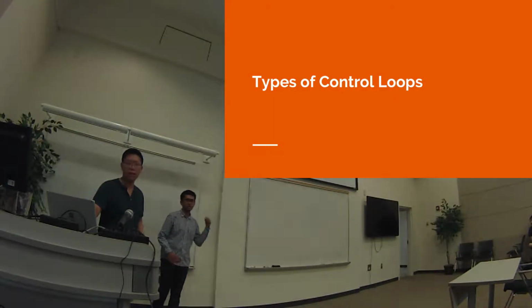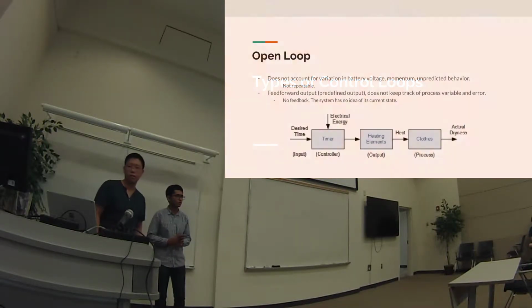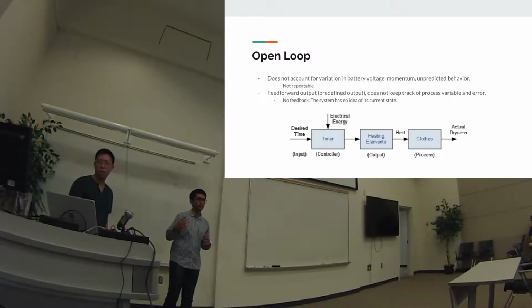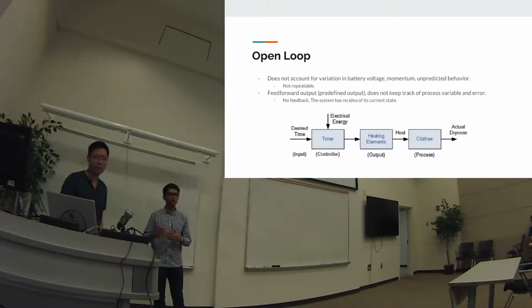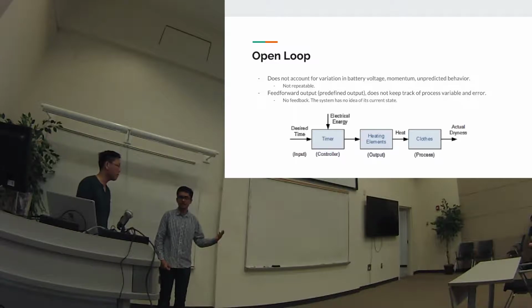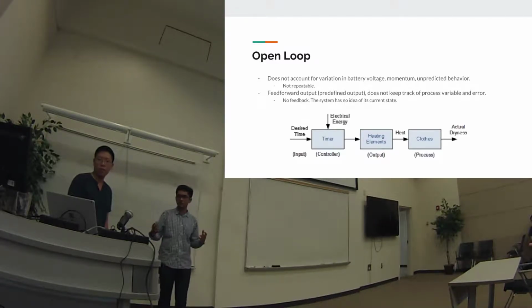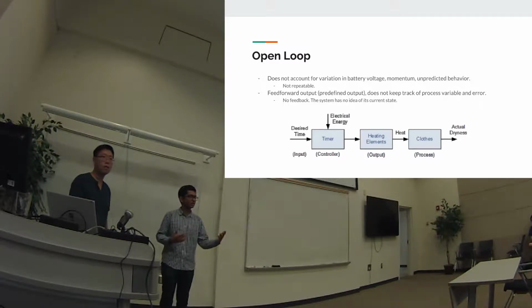So now we're going to start going through a couple of different control loops. The first one we're going to look at is open loop. This one does not use any feedback from sensors, so it's solely based on a certain desired input that you give it, and the example below shows a heater or a dryer. For example, you'd give it a certain amount of time, say 30 minutes, and it would dry for 30 minutes and then switch off.